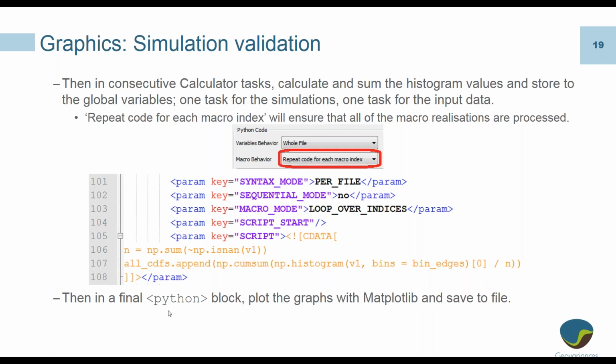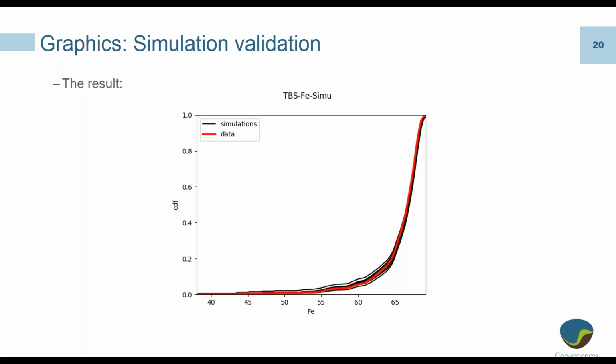Then the final, back in the batch file after the calculated task, there'll be a Python block of code to plot the lines of the different CDFs. And this is the result. It's just a bit of a toy example. There's only 8 simulations here, but the principle does work when you have many more. It's just a proof of concept.